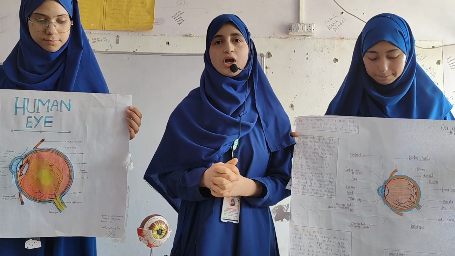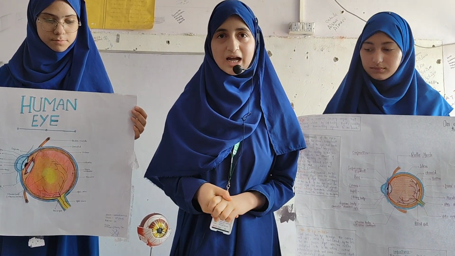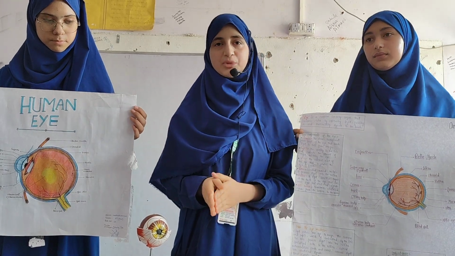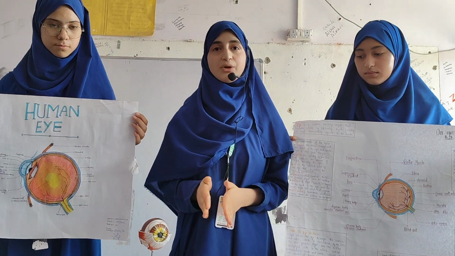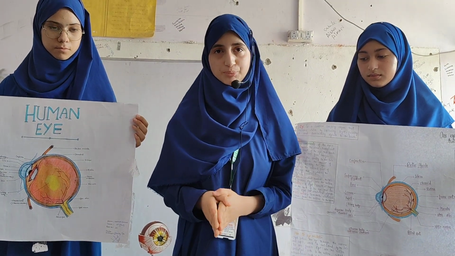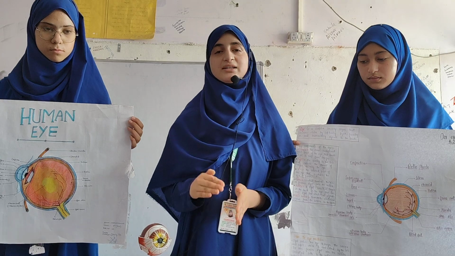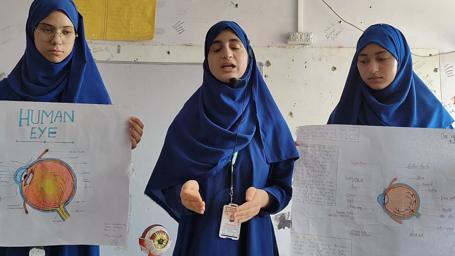Do you know, if you go out in bright sunlight, what does the iris do at that time? It increases or decreases the size of the pupil. At that time, the iris decreases the size of the pupil so that a low amount of light is entering your eye and you can see the things clearly.